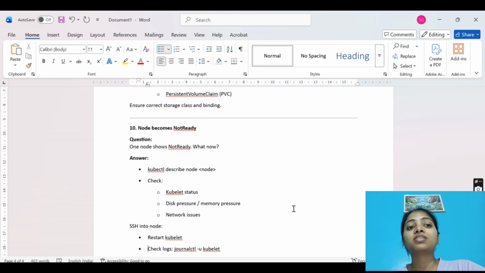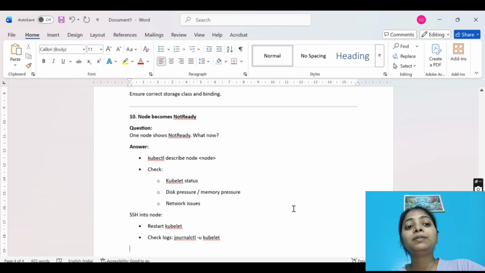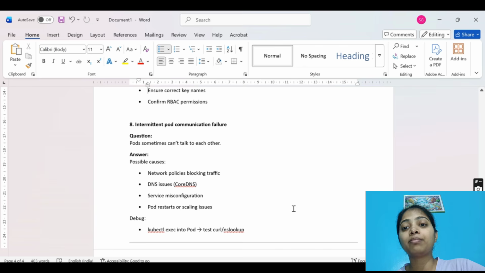So we need to SSH into the node and then see. Basically the node is not ready when the kubelet is not able to communicate properly. So we need to check the kubelet first, and accordingly we'll debug the issue. So these are the top 10 scenarios which can be asked. The questions can be twisted a little bit, but the main core answers should lie like this only.